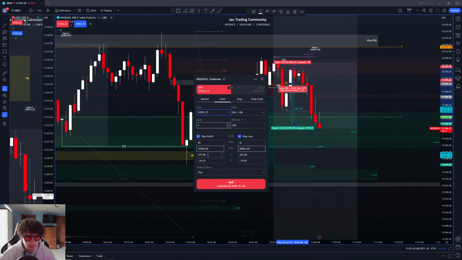What is this on the side of my screen? I don't know what that was.